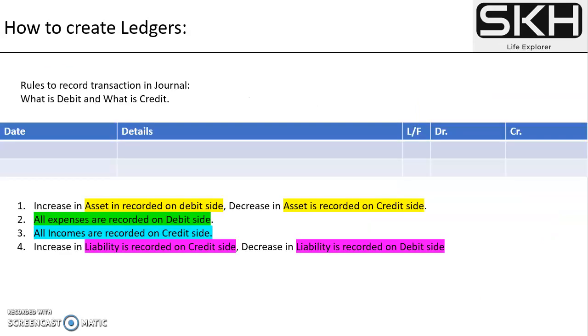So a quick recap: we learned about the journal in the last class, and there were the four rules that we learned in the last lesson. The increase in asset, debit; decrease in asset, credit. All expenses on debit side, all incomes are recorded on credit side. Liabilities, if they are increasing, recorded on credit side, but if they decrease, we record these liabilities on debit side. And also the format is very important, so make sure you draw it, you save it, and you remember it.